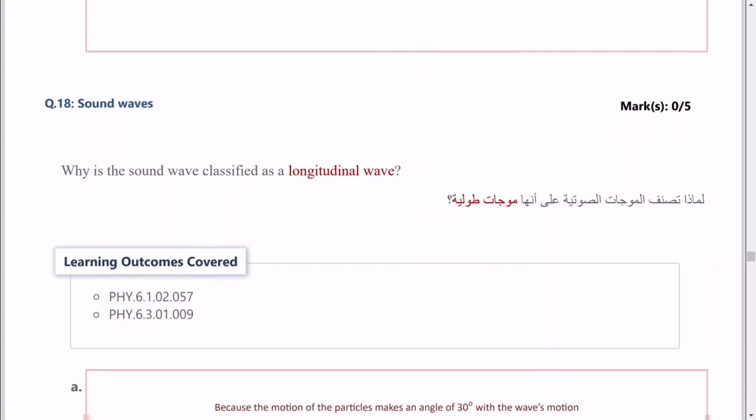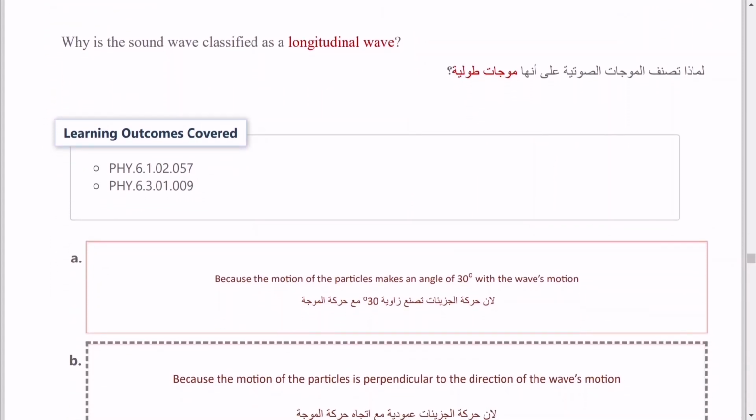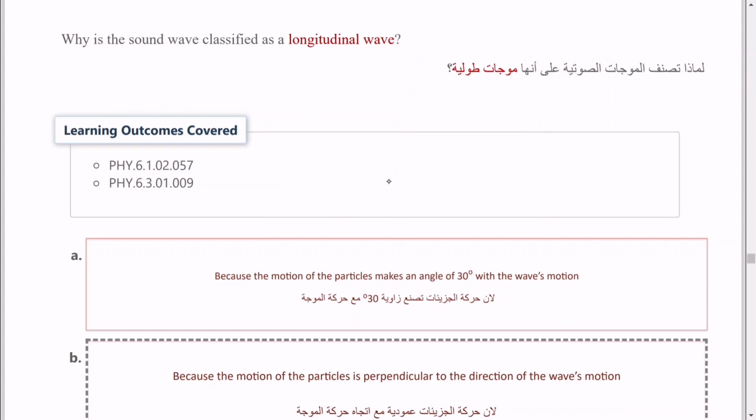Next question is from sound wave. Why is sound wave classified as longitudinal wave? In longitudinal wave, what happens is the particles vibrate parallel to the direction of motion. If the wave is moving along this direction, the particles vibrate like this, to and fro. So in longitudinal wave, the vibration is to and fro, forward and backward, we can say like that.